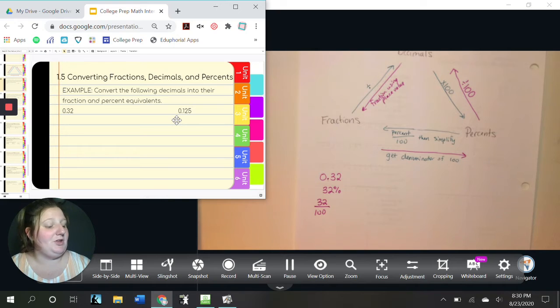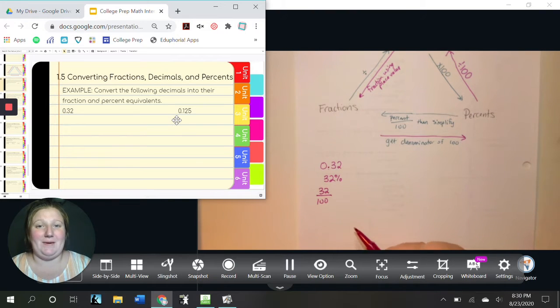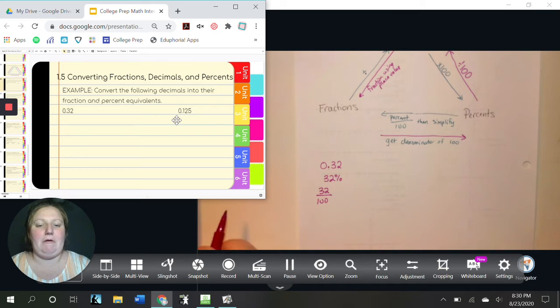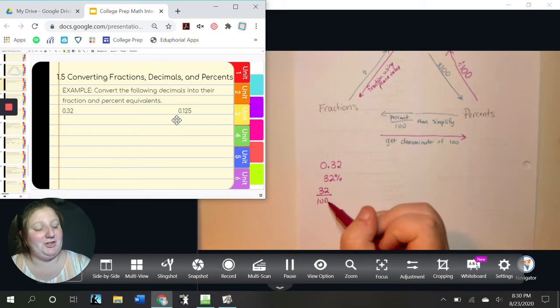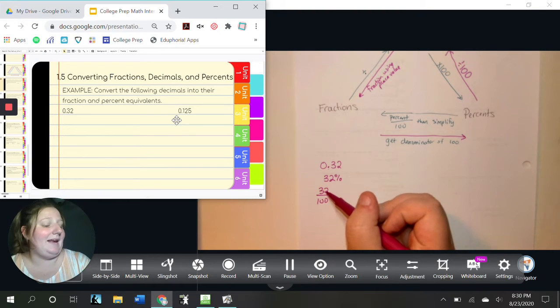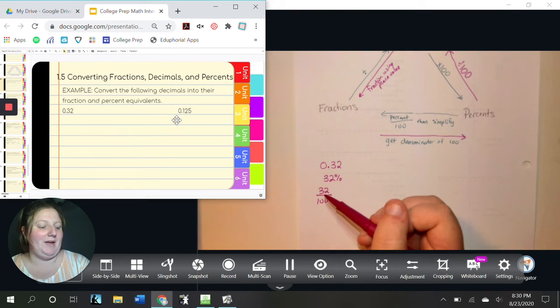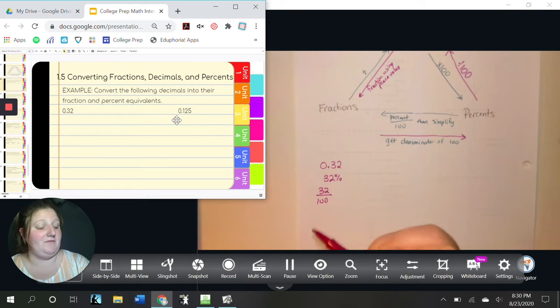So to do that, we're going to reduce it the way we talked about last week. So we're going to divide by any common factors. So I don't know all the common factors of 32 and 100. If I'm thinking about my facts, I know 100 is divisible by 4, and I know 32 is divisible by 4. If you didn't get that one right away, they're also both even numbers, so you could divide by 2.